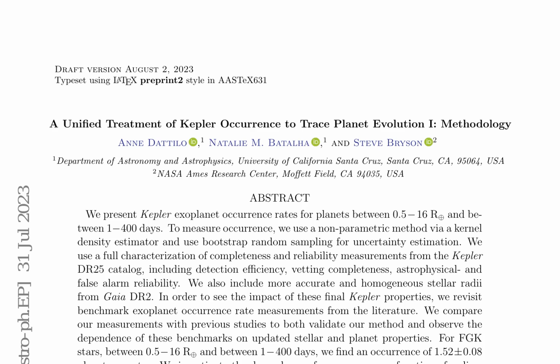Measurements are performed using a bootstrap simulation, which involves fitting each iteration to measure the slope of each period bin. The results for the FGK sample indicate a significant change in the slope of the occurrence cliff with increasing orbital period.